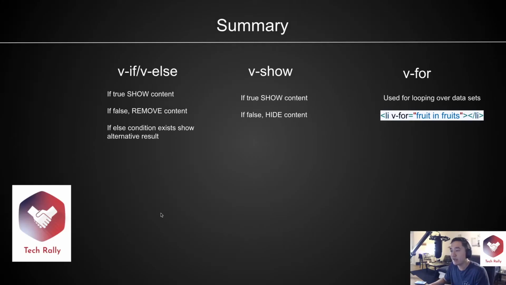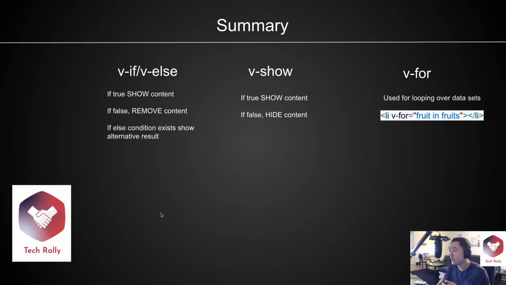In summary, if a v-if condition is satisfied, then it will show the content. If it is not satisfied, then it will remove the content. If you attach a v-else to a v-if, then it provides you an alternative data rendering option. A v-show is similar to a v-if in that it will show content if it's set to true. But if it's set to false, then it will hide the content and not necessarily remove it.